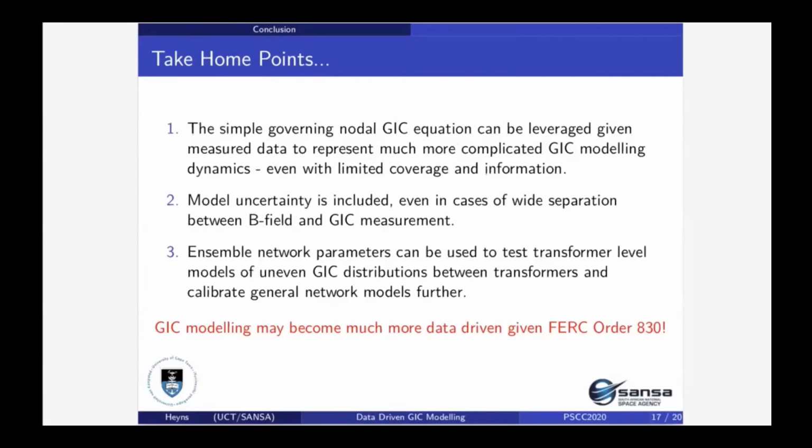Furthermore, uncertainty is included in the ensemble methodology, which is ideal for operational application. These empirical network parameters can be used to test transformer-level models and augment other more general network models for GIC modeling.